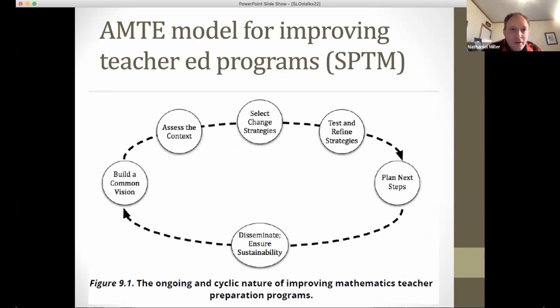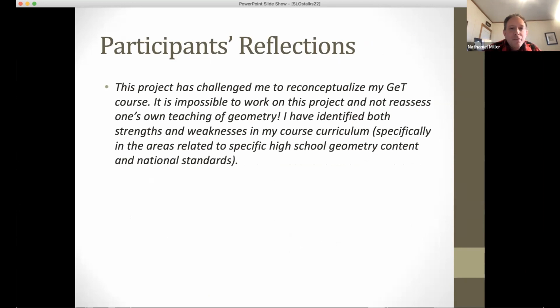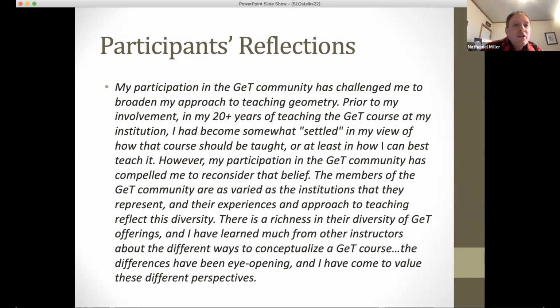I'm going to skip through these because we don't have much time. People have said things like, this project has challenged me to reconceptualize my GeT course. It's impossible to work on this project and not reassess one's own teaching of geometry. My participation in this community has challenged me to broaden my approach to teaching geometry. Prior to my involvement, in my 20+ years of teaching the GeT course at my institution, I'd become settled in my view of how the course should be taught, or at least how I could best teach it. But my participation in this community has compelled me to reconsider that belief.